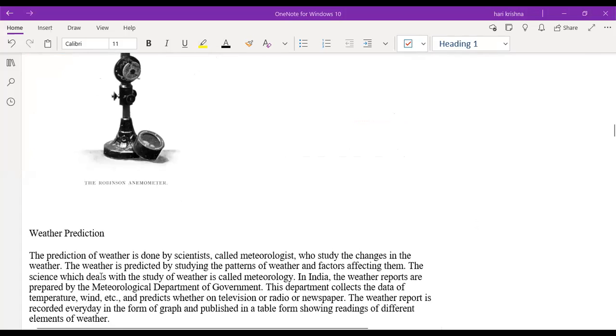Okay, sir. And they'll prepare all the predictions and reports and publish them either in news or TV reports or in magazines. Weather reports on radios, televisions, newspapers.